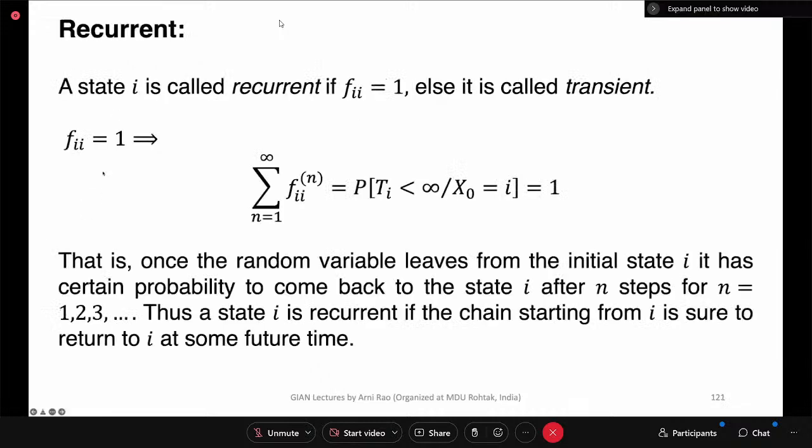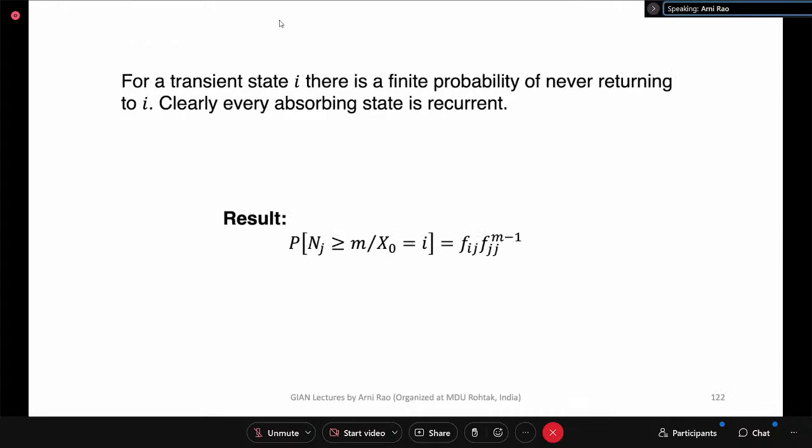So what does fii less than 1 mean? fii more than 1 is not possible anyway. Probability would not cross 1. So fii not equal to 1 or fii less than 1 have the same meaning. fii less than 1 is called a transient state. Less than 1 means once the random variable leaves the state i, the chance of coming back to state i is not 1, no guarantee. Then that state is called a transient state. So for a transient state, there is a finite probability of never returning to state i. There is a finite probability that it will never come back.